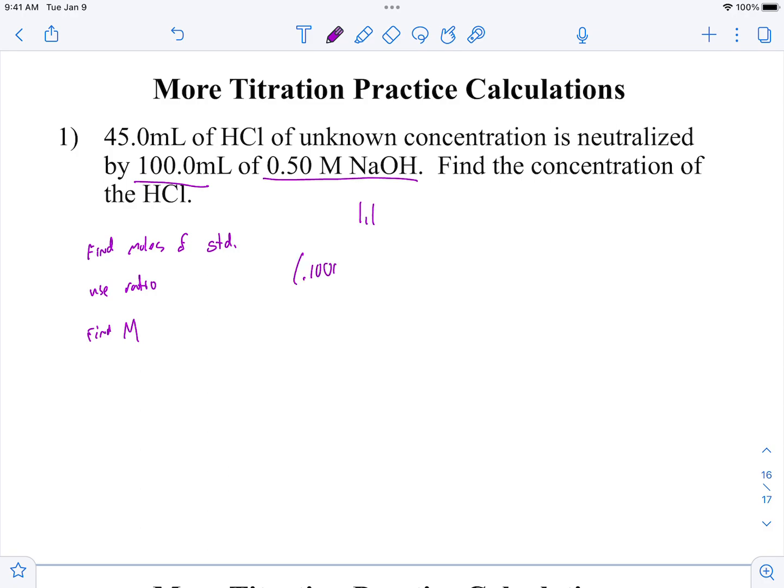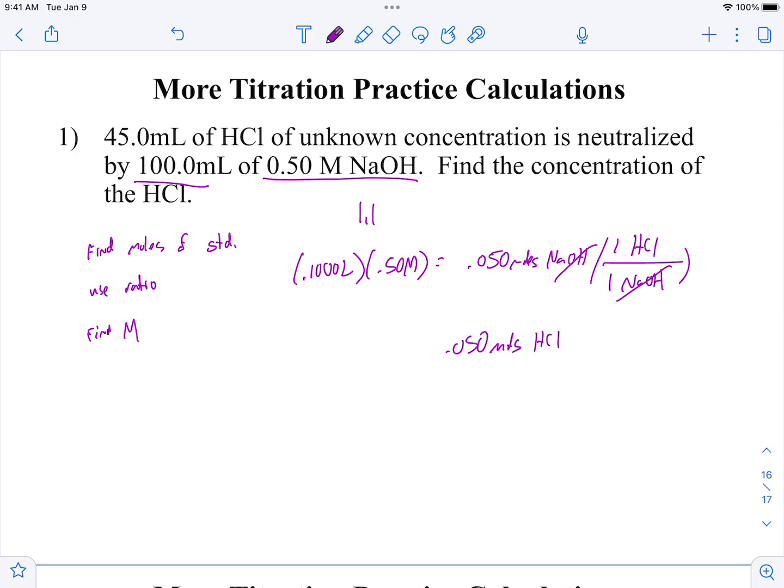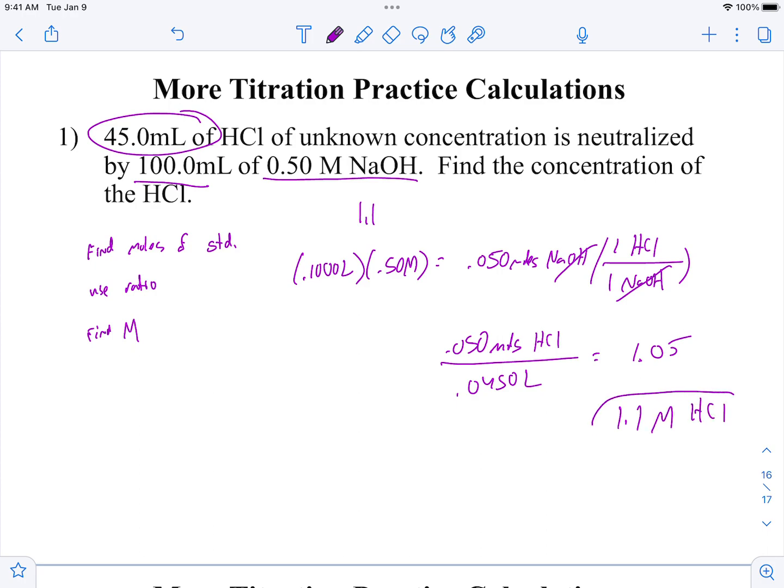We've got 0.1 liter times 0.5 molar, which is 0.05 moles of NaOH. This was a 1-to-1 ratio, just like before, because it was the same balanced equation. So that means we have 0.05 moles of HCl. And they wanted the molarity. The volume of HCl is right here. So divided by 0.0450 liters, we have 1.05, but we're going to be restricted to 2 sig figs, so 1.1.